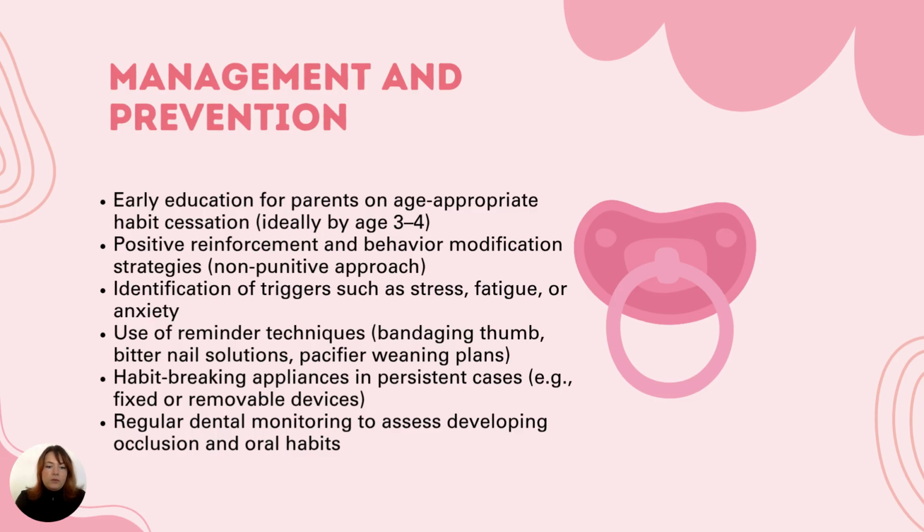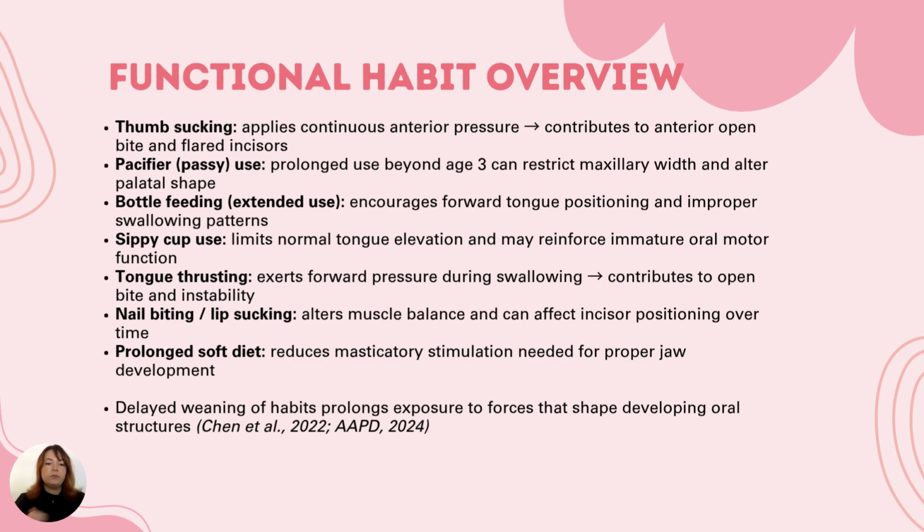And then we also have regular dental monitoring to assess the developing occlusion and oral habits. So we have thumb sucking, which applies continuous anterior pressure, contributes to anterior open bite. We have passy use, which, prolonged use beyond age 3, can restrict the maxillary width and alter palatal shape. Bottle feeding, extended use, encourages forward tongue positioning and improper swallowing patterns. Sippy cup use limits the normal tongue elevation and may reinforce immature oral motor function.